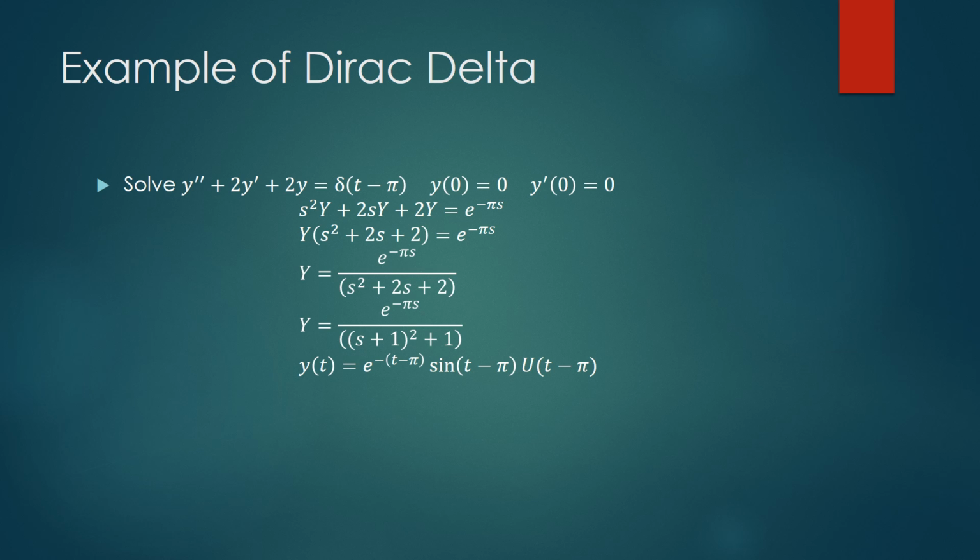And as we can see, it is now in the form of, if we take the inverse Laplace, sine of omega t, and as you can see, the omega is 1, but the s is shifted by negative 1, so we add e to the power of negative t and multiply it with sine t. But since there is a unit step function by minus pi, we also shift the t by minus pi, so the final solution becomes e to the power of negative (t minus pi) sine (t minus pi), and then the unit step function of t minus pi.